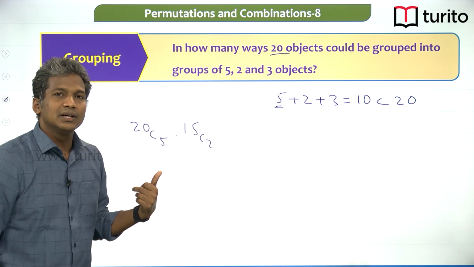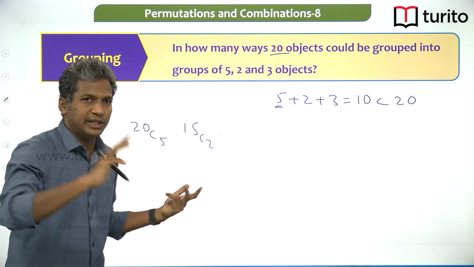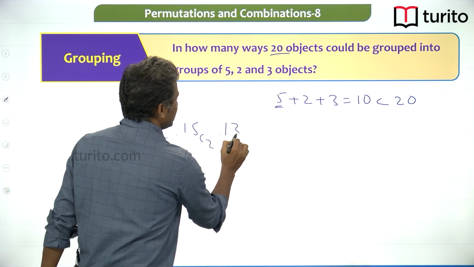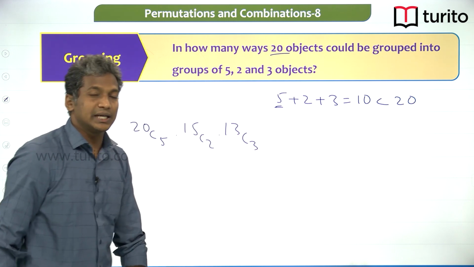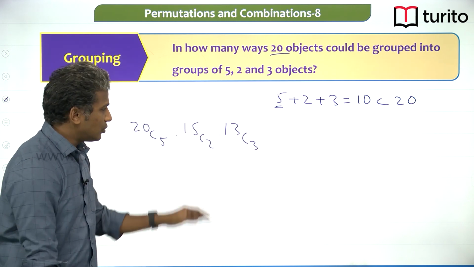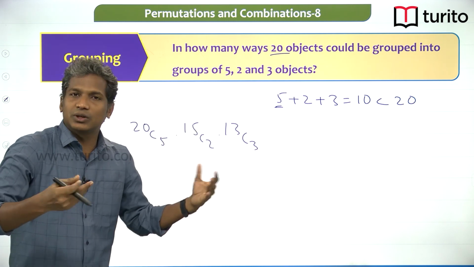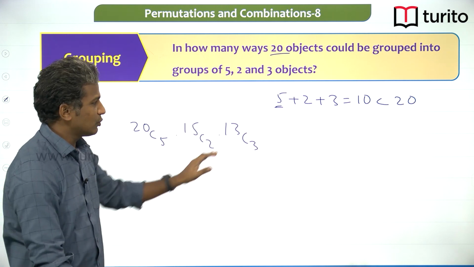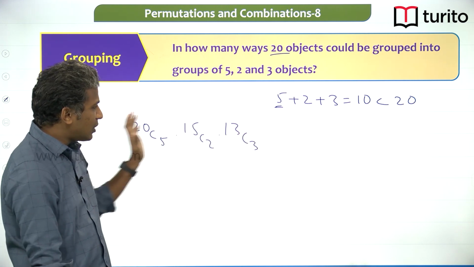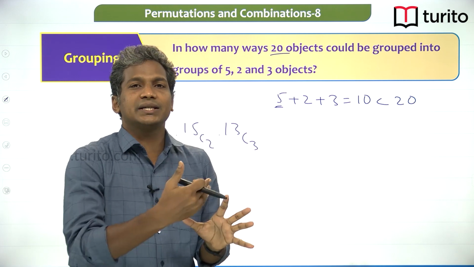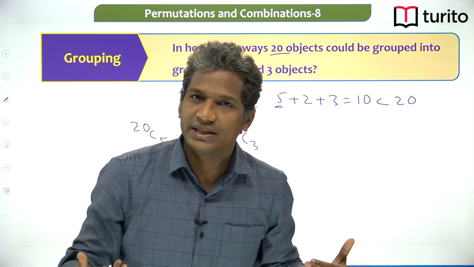13 are remaining. From 13, make a group of 3. So that means select 3. So you can do it in 13C3 ways, right? So if you open this up, you will get the total number that is required. Now let's open this up and see. But if you understand it from the process of selection, there is not much change here.